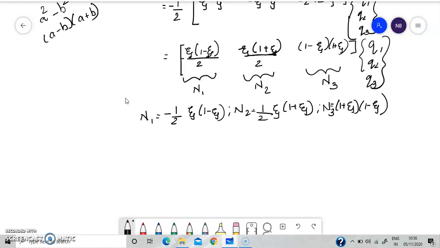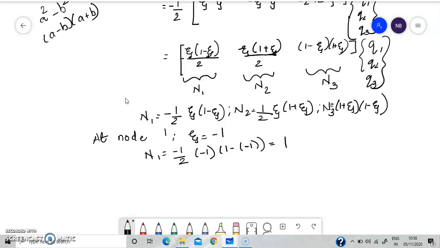Let us see the variation of the shape functions n1, n2, n3. So let us begin with node 1. At this node we know that zeta is -1. So substituting in these equations n1, n2, n3, we get n1 equals -1 into -1 times 1/2, which is 1. Okay, similarly n2 after substituting we will get as 0, and n3 we will get as 0.